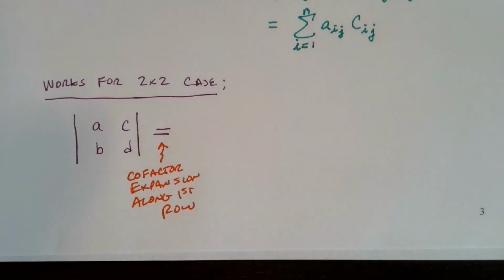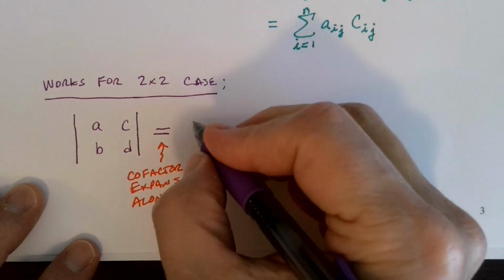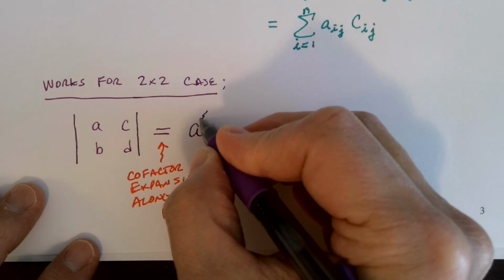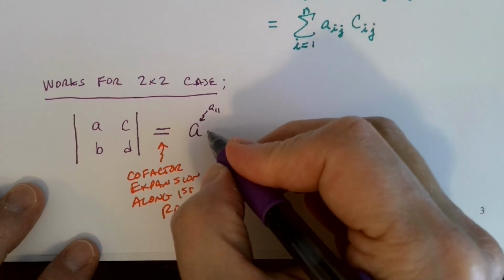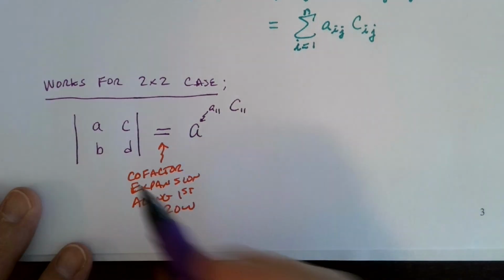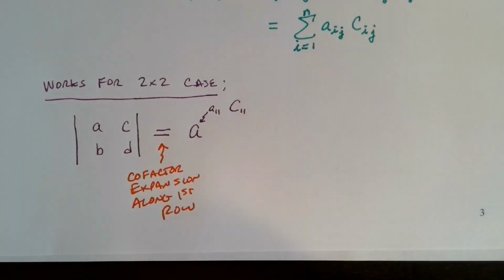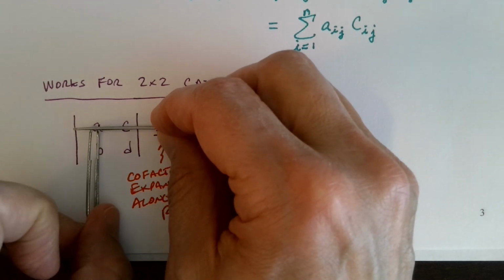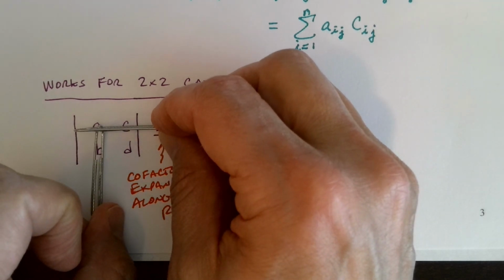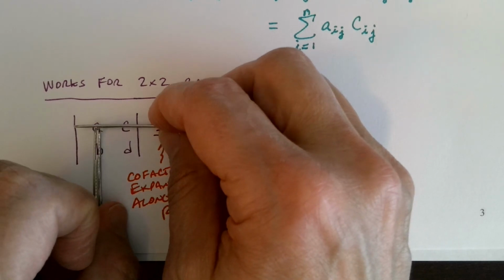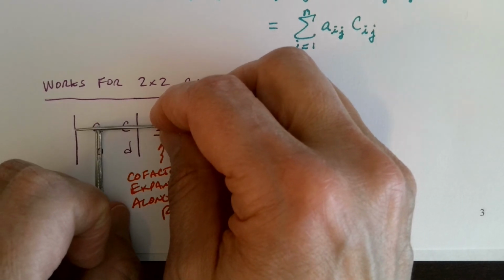So what is that? That's A11. What's the first entry? That's A. So that's A11 times its cofactor, right? C11. So what's the cofactor of A? Remember what we do. First, we find the minor: remove the row and column that A is in, and we're left with just the 1 by 1 matrix D. What is the determinant of a 1 by 1 matrix? It's just the entry. It's just D. Okay, so we get D.